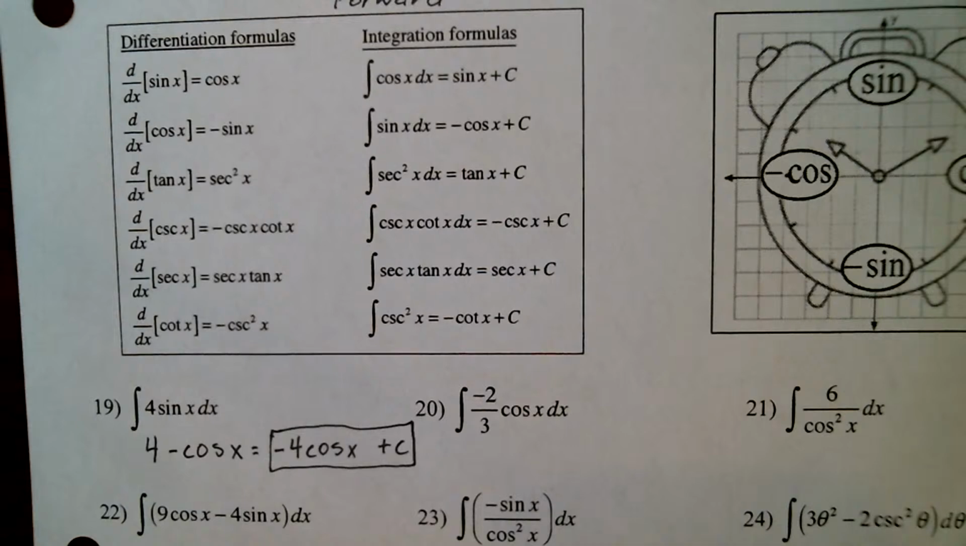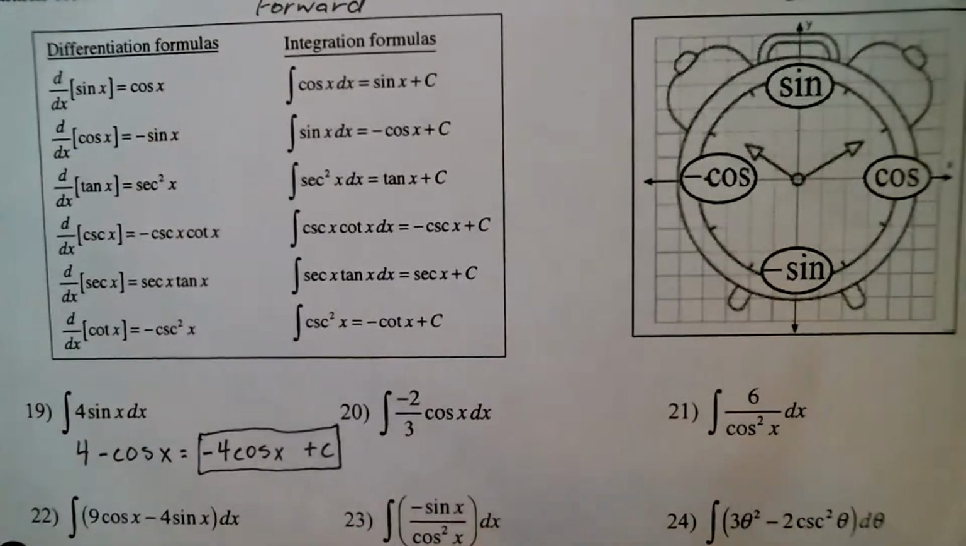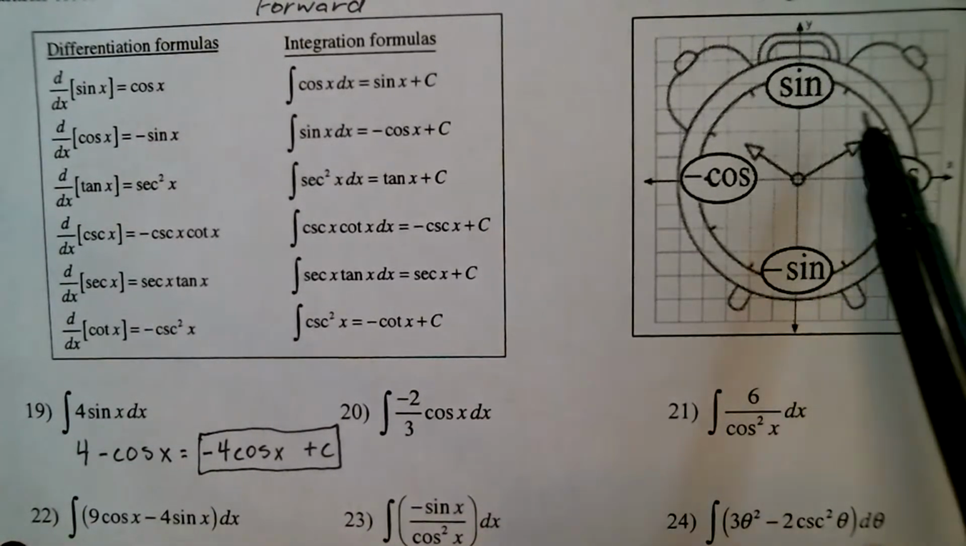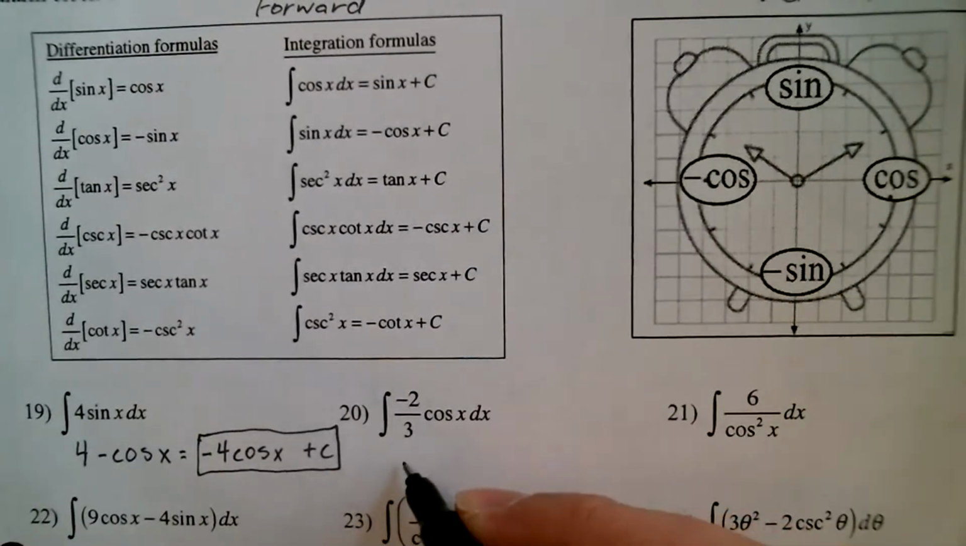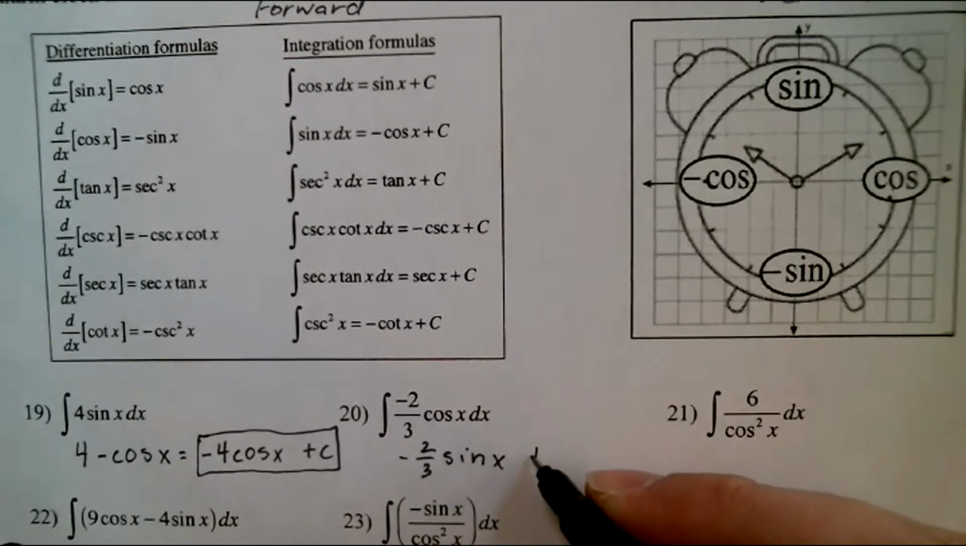Looking at number 20. Negative 2/3 is a constant. I'm at cosine and I'm doing the integral. So on the alarm clock, I'm at cosine and doing an integral, so I go counterclockwise back to sine. Negative 2/3 is a constant, so it's just negative 2/3 sine of x plus c.